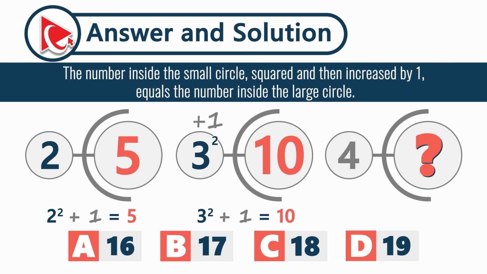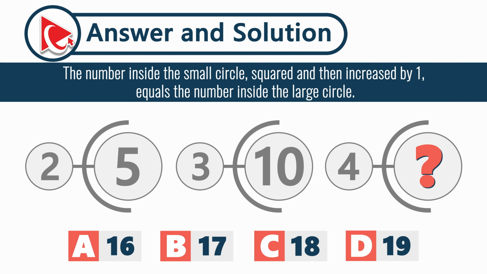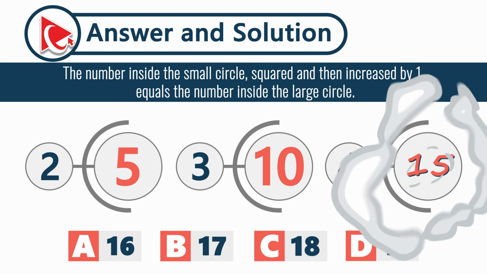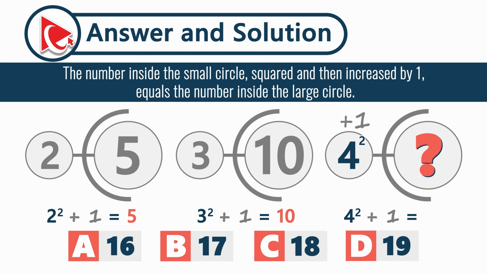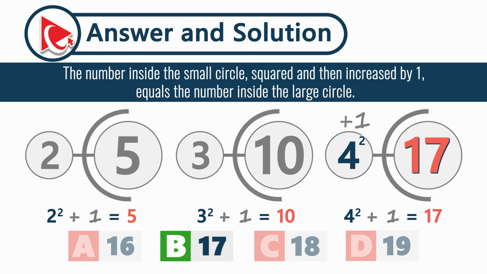What's interesting here is that if you look at the original question, you might have spotted a different pattern. If you just look at the numbers in small circles, you see that they increase by 1, 2, 3, 4, and then numbers in the large circles increase by 5, 5 and 10. But then the final number would be 15, which is not one of the existing choices. But now you know how to calculate the missing number. 4 squared plus 1 equals 17. And the correct answer here is choice B, 17.